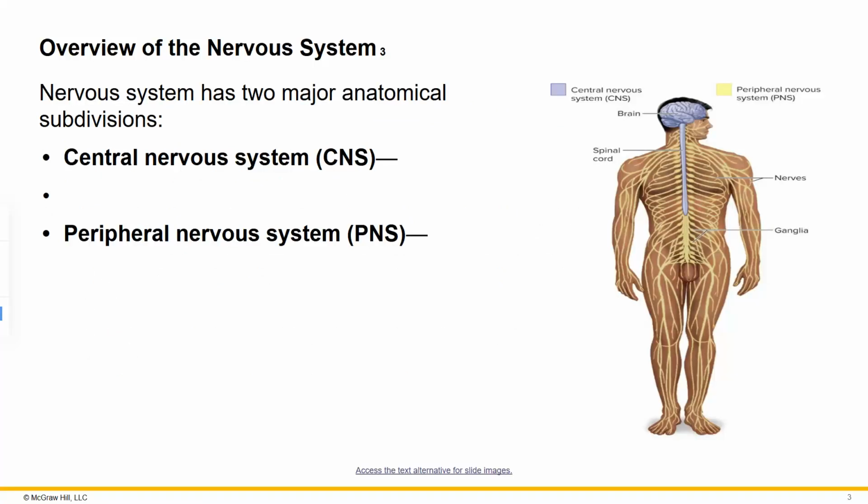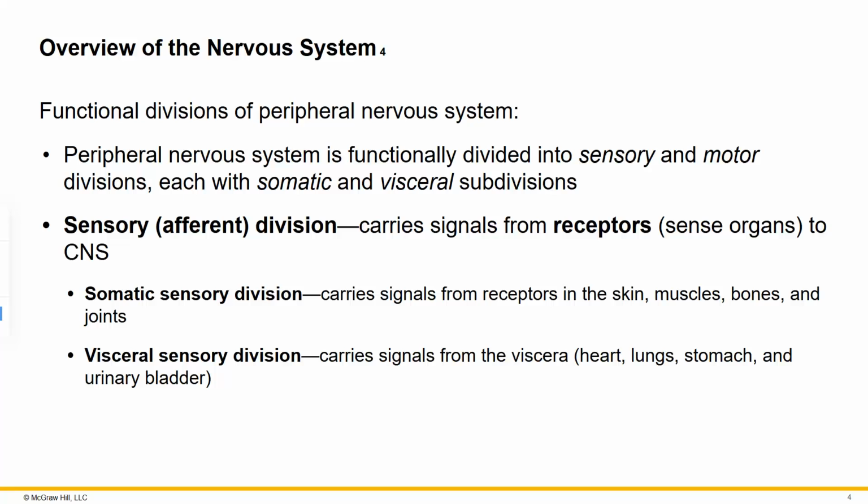There's 2 major anatomical subdivisions. The central nervous system contains the brain and spinal cord, while the peripheral nervous system would be all of the nerves and ganglia that branch out from the central nervous system. Peripheral nervous system is functionally divided into sensory and motor divisions, each with somatic and visceral subdivisions.